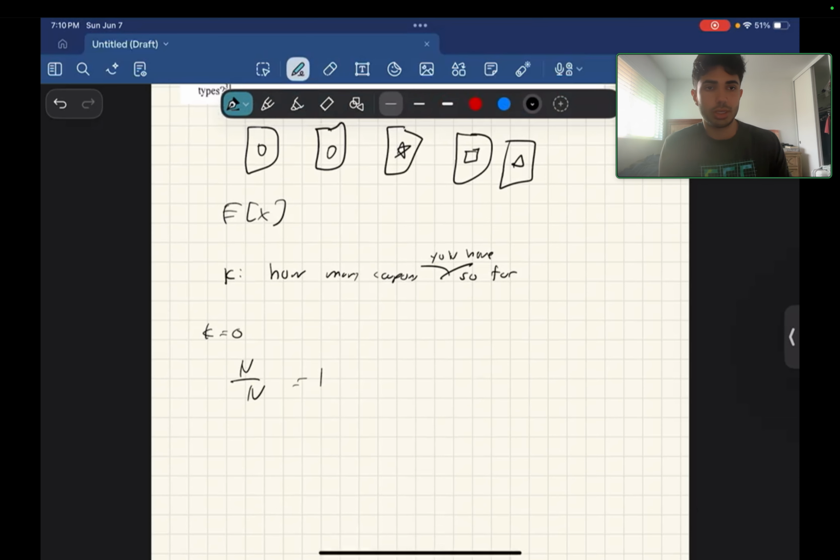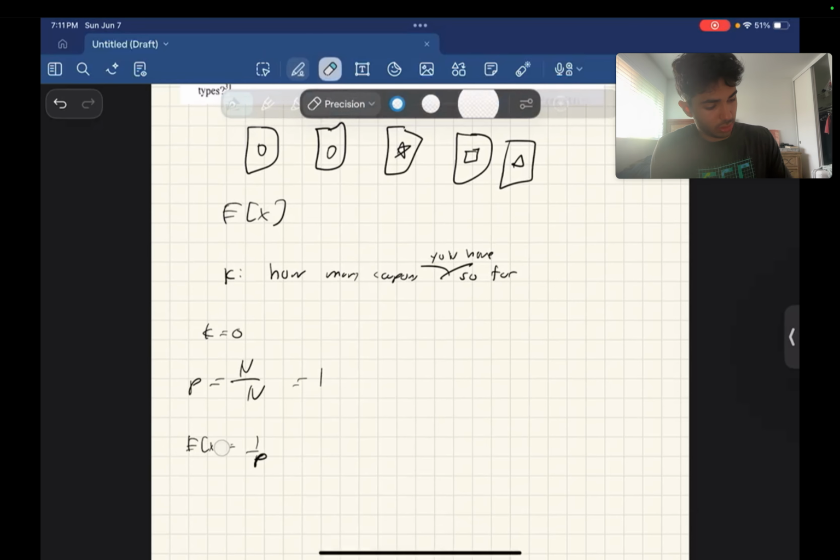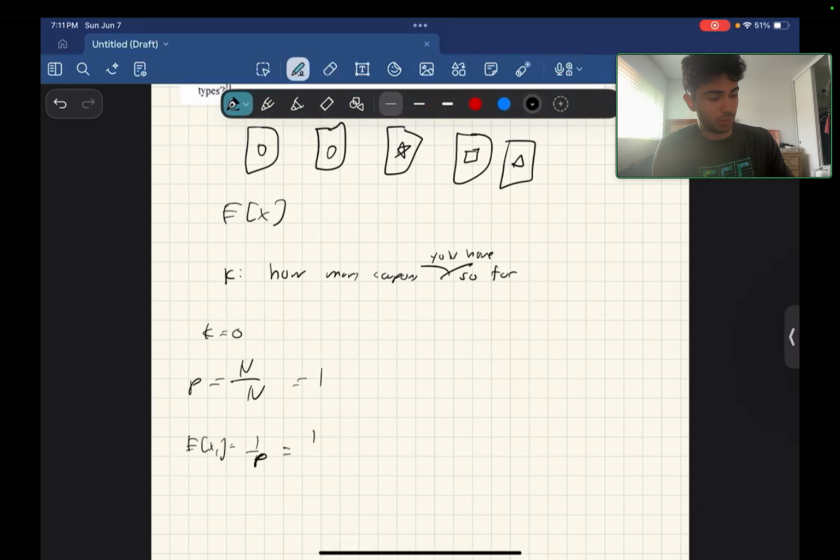And for geometric distributions, the expected wait to obtain the first success is going to be 1 over p, where p is the probability. So the expectation will be 1 over p. In this case, it is 1 over 1, which equals 1. If K equals 0, we obtain this coupon.